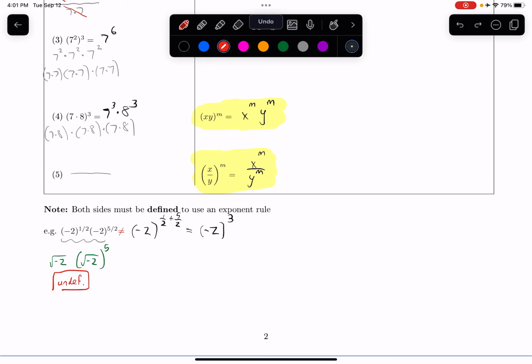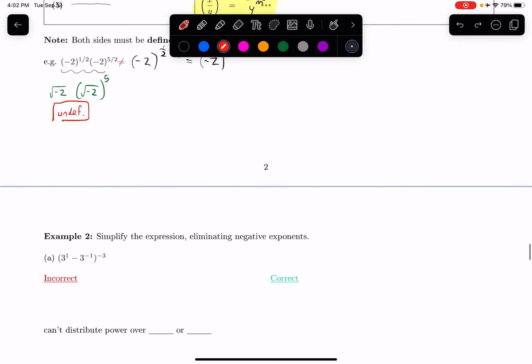That's why there's a not equal to sign. I cannot just add the powers like I normally would if the bases were both non-negative, because I have undefined things. If something's undefined, the whole thing is just undefined. I can't do any exponent properties to it. Okay, let's flip the page and do some more examples.